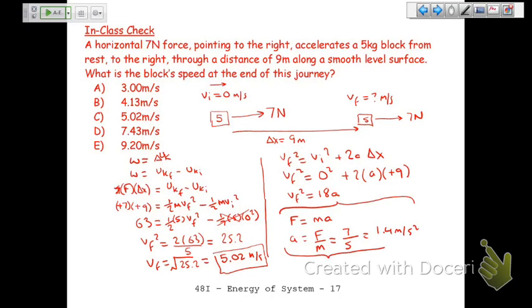Oh, let's substitute that in and see what we get. Vf squared equals 18 times 1.4, which equals 25.2. So Vf is equal to the square root of 25.2, which equals 5.02 meters per second.